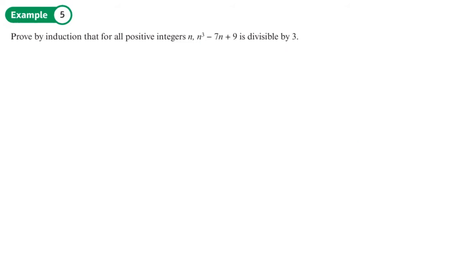So different type here, same method. Prove by induction that for all positive integers n, n cubed minus 7n plus 9, sorry, is divisible by 3. So step number 1, let f of n equal n cubed minus 7n plus 9.